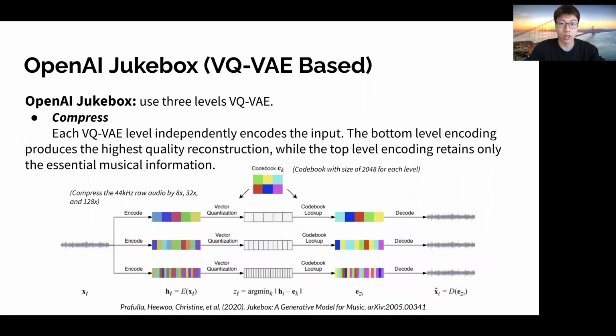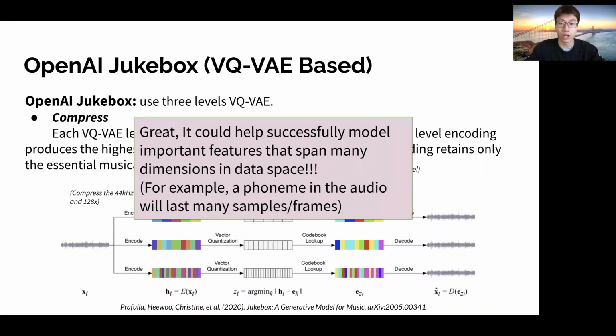Jukebox actually uses a 3-level VQ-VAE as shown below, which compresses the raw audio to 3 levels of degrees respectively, with a codebook of the same size for each level. And each level independently encodes the input. The bottom level encoding produces the highest quality reconstruction, while the top level encoding retains only the essential musical information.